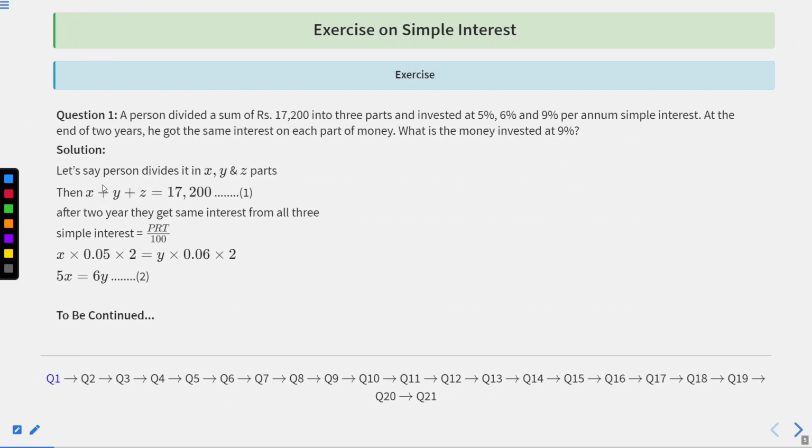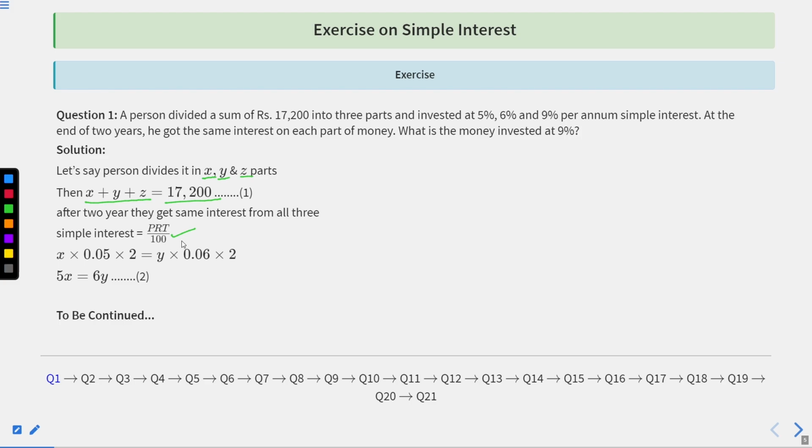So, let us say the person divides it in X, Y and Z parts. That means the total X plus Y plus Z is going to be 17,200 because X, Y, Z are parts of 17,200. It is divided into three parts. So after 2 years, they got the same interest from all the three. So the simple interest is equal to PRT upon 100. So this is the formula that we have already seen in our theory class.